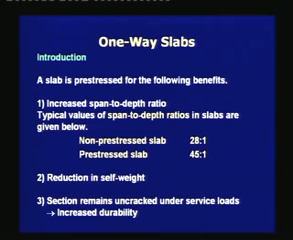Once the self-weight is reduced, the design of the supporting beams or columns also leads to smaller sections. The building mass is reduced, it leads to lower seismic forces, and we get a tangible benefit from the prestressing of the slabs. The third benefit is sections remain uncracked under service loads, and this leads to increased durability.